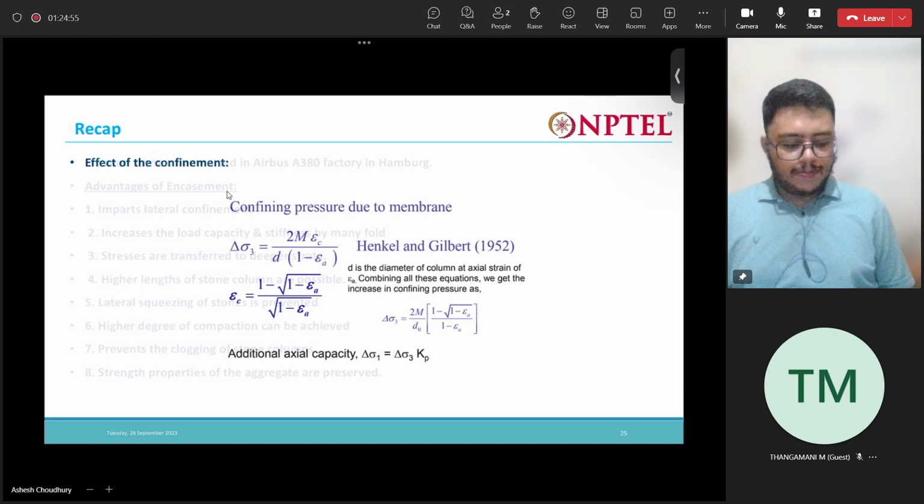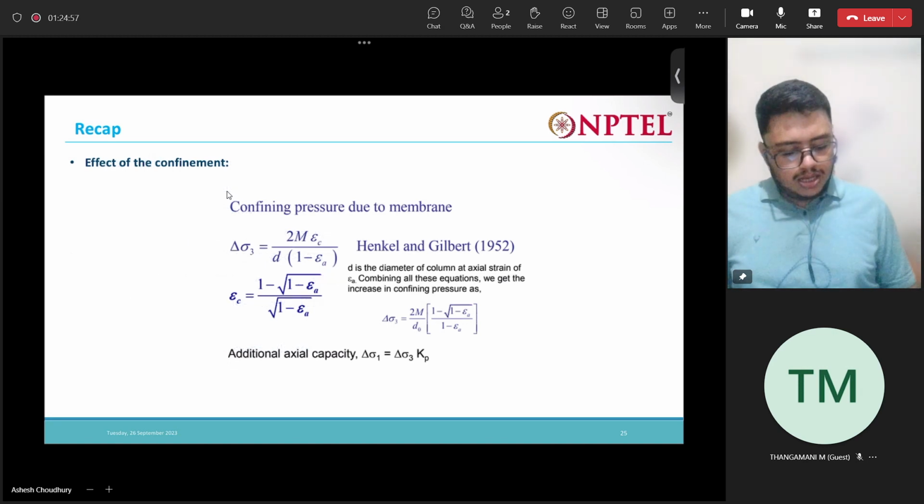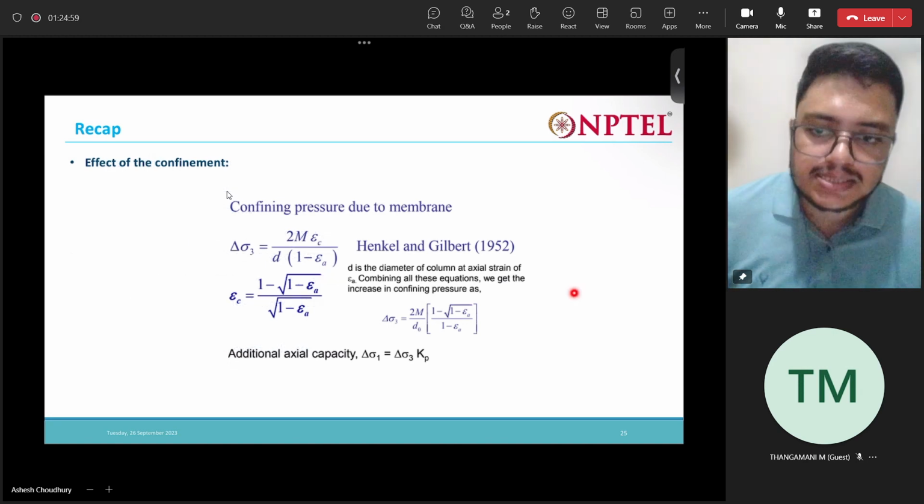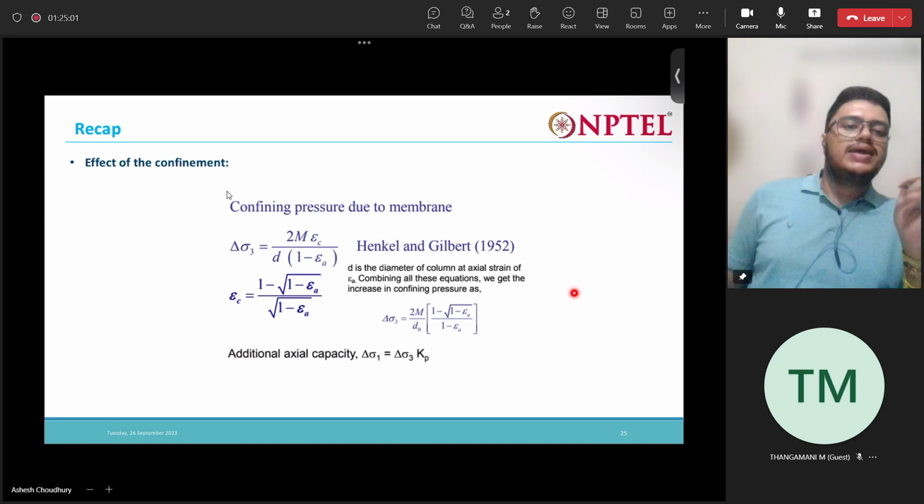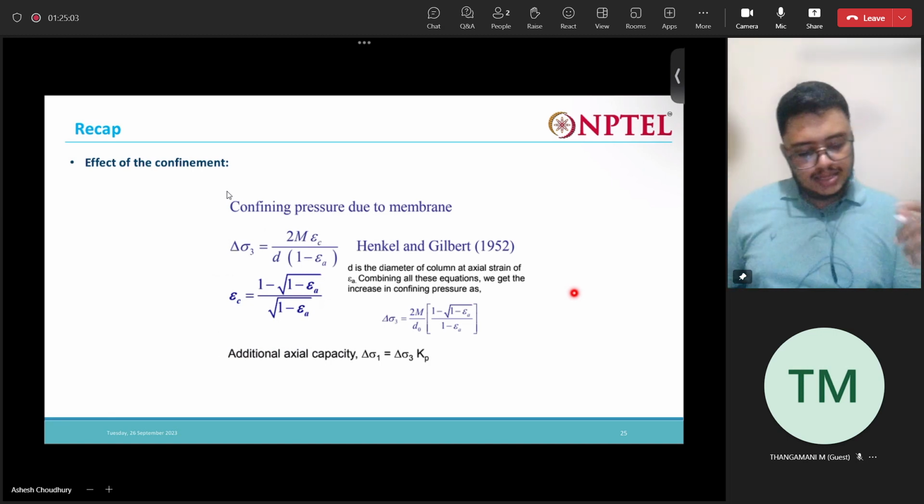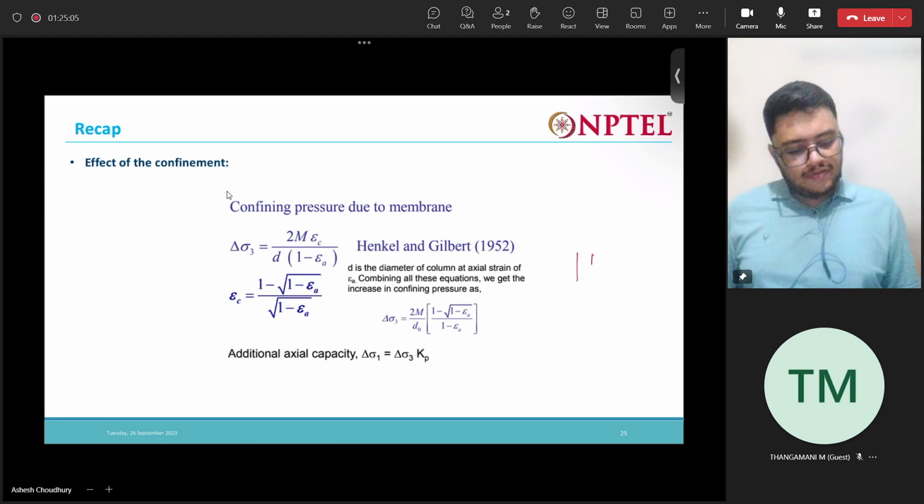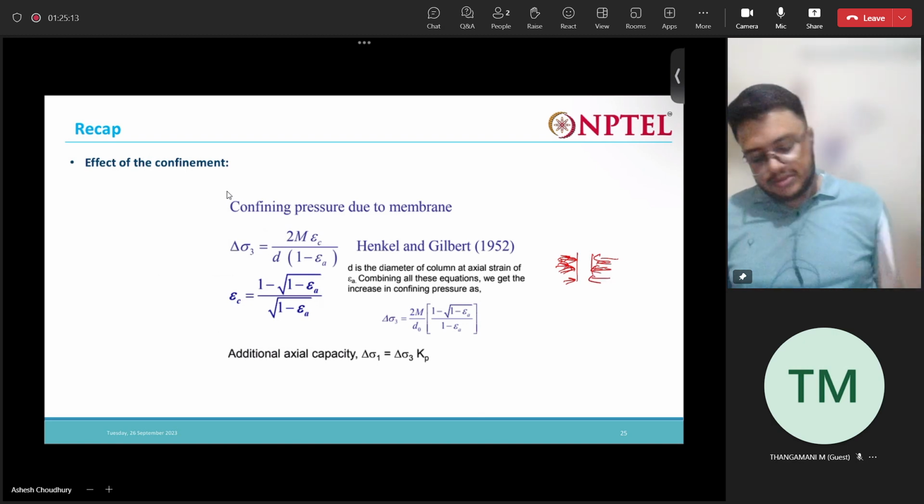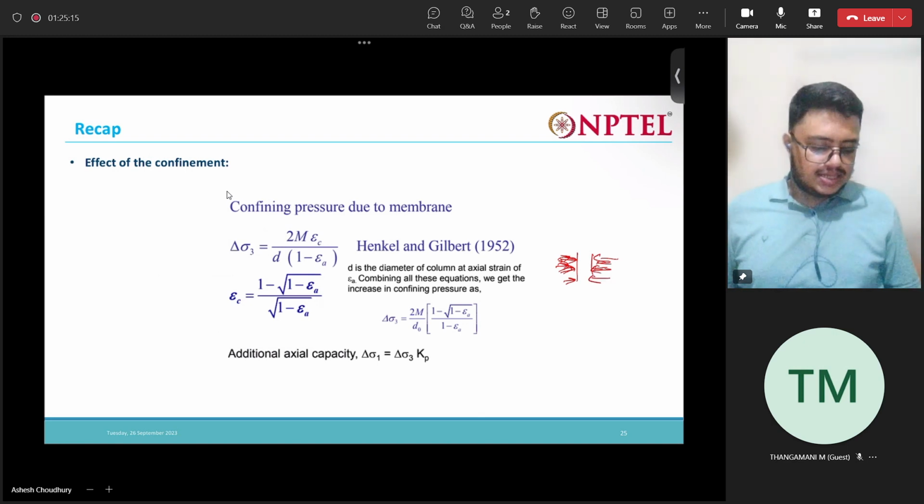Now, as I said, what happens due to the use of this encasement is that there is some extra confining pressure. Okay, there is extra confining pressure that develops. That was given by Henkel and Gilbert. This extra confining pressure was actually derived using the Henkel and Gilbert equation.